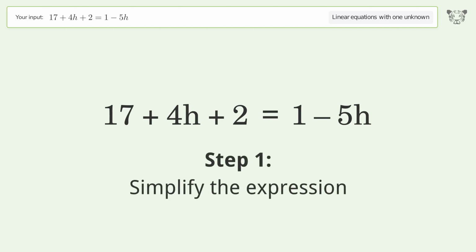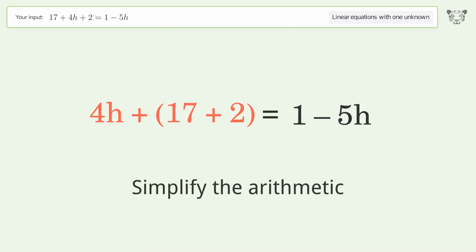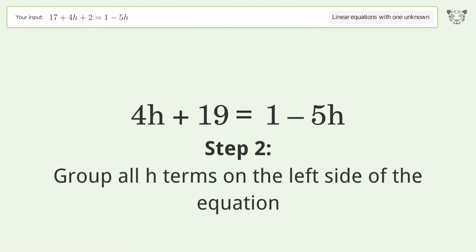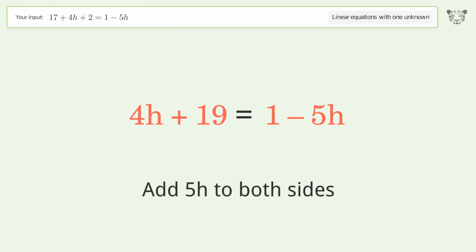Simplify the expression. Group like terms. Simplify the arithmetic. Group all h terms on the left side of the equation. Add 5h to both sides.